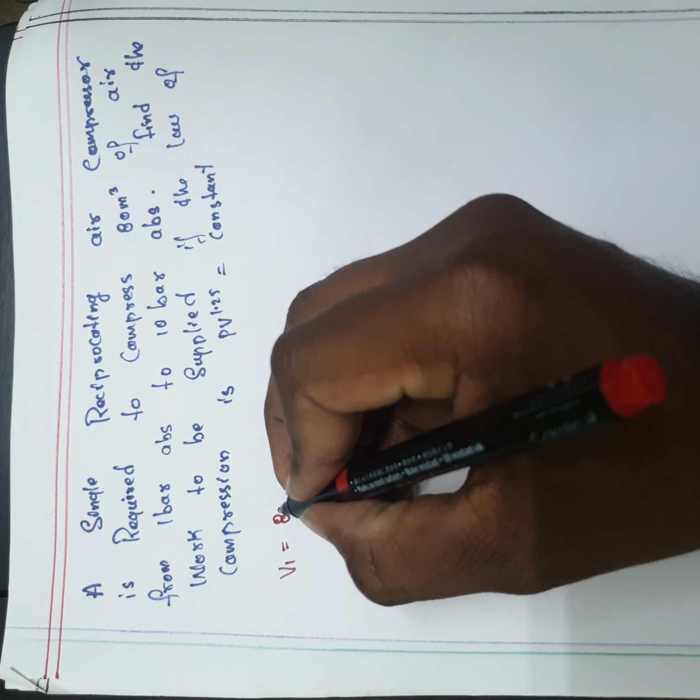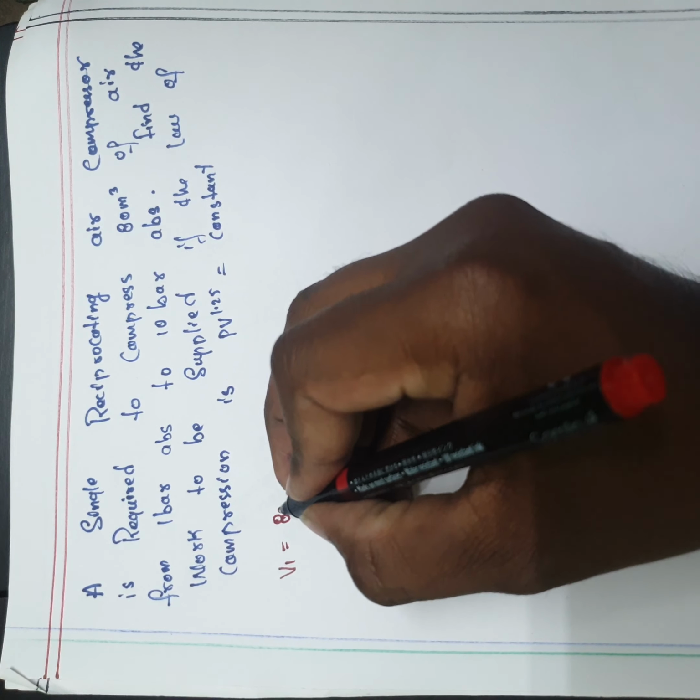Mass is equal to 1 kg. Air at a temperature of 15 degrees. So what you have to do is 15 plus 273, converting it into Kelvin. So 288 Kelvin. After that, pressure is given. Pressure 1 is 1 bar, and pressure 2 is 7 bar.